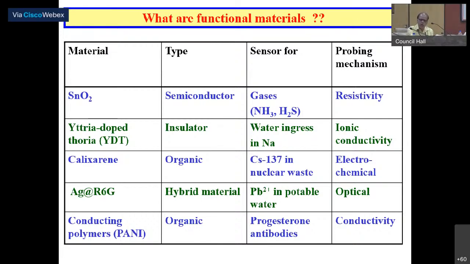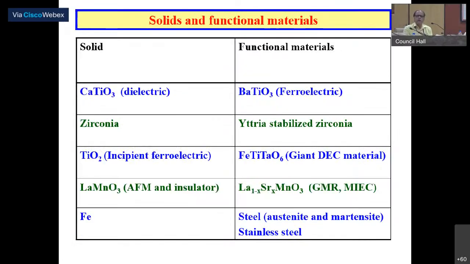I will show one more example, how to convert an ordinary solid into an excellent functional material. Calcium titanate has no property. You replace calcium by barium, it becomes barium titanate. It becomes an excellent ferroelectric material. Zirconia, you introduce yttria, you get yttria stabilized zirconia, which is an excellent ionic conductor.